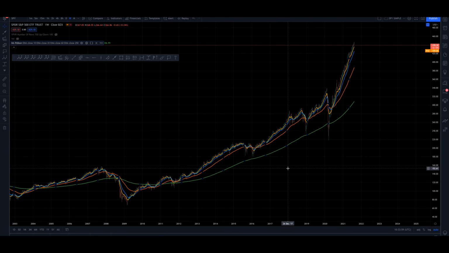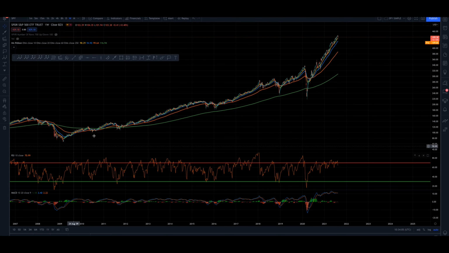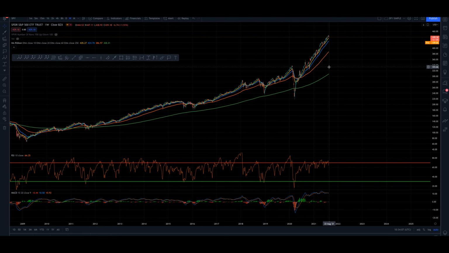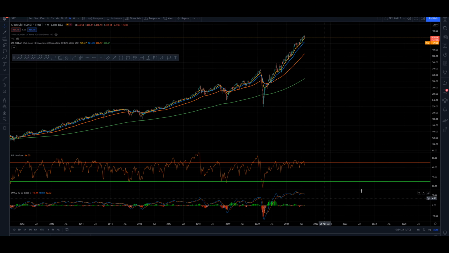We're also going to bring up our momentum indicators. Okay, so we have our 4 exponential moving averages, 10 in yellow, 20 in blue, 60 in orange, 250 in green. We have our RSI set to a 10 close with the green 30 level representing oversold and the red 70 level representing overbought. We also have a MACD with a 10 for the signal and a 20 for the average. Okay, and that's in respective blue and orange.